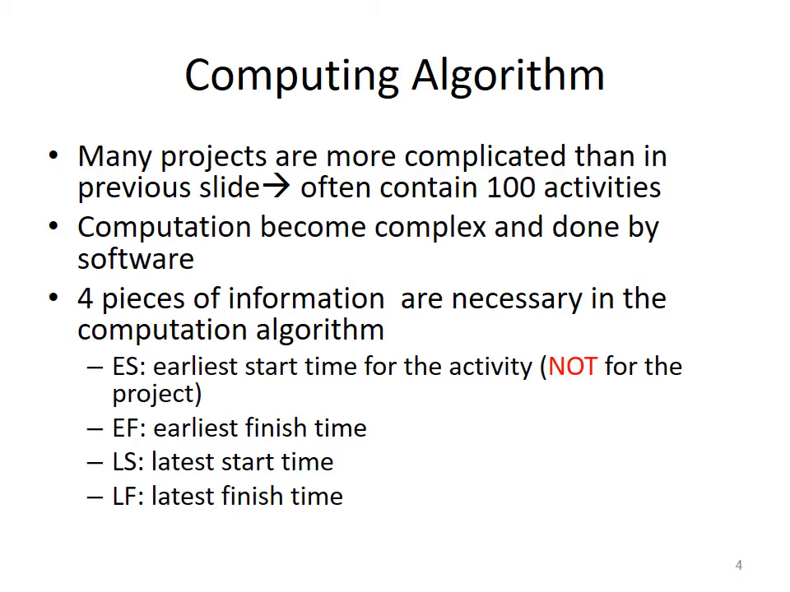So this is earliest start time for an activity to take place, not for the project. Okay, maksudnya masa paling awal yang possible untuk suatu aktiviti itu dimulakan. Okay, kemudian earliest finish time ataupun EF, masa paling awal untuk sesuatu aktiviti itu dihabiskan. Okay, and then latest start time for the activity is masa paling lambat untuk sesuatu aktiviti itu dimulakan. And last one, LF, latest finish time, masa paling lambat untuk sesuatu aktiviti itu dihabiskan. Okay, so this information are for the activity and not for the project.